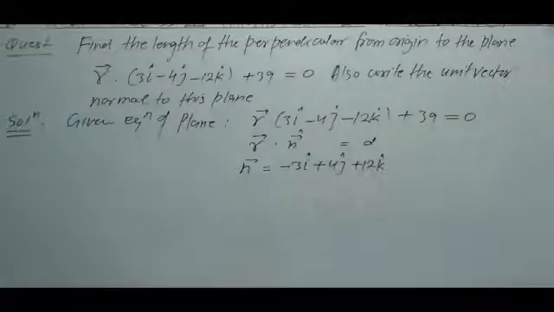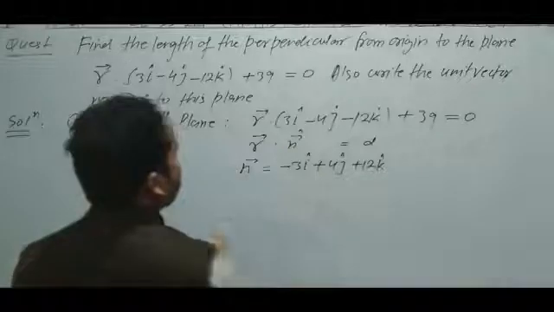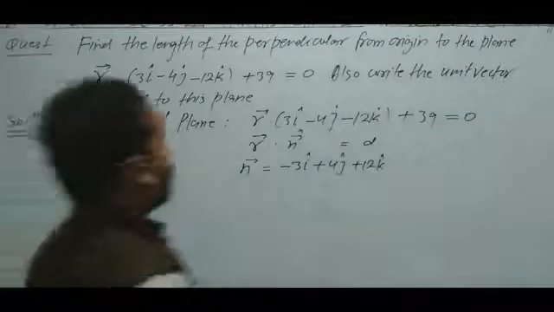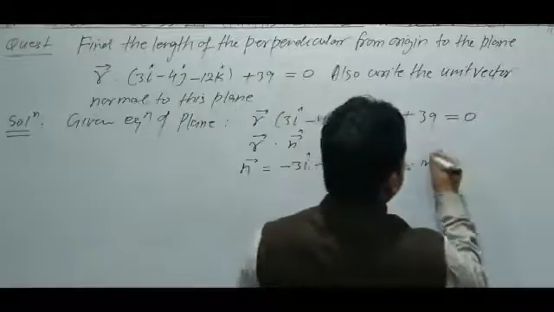Now in this question we have to find the length of perpendicular drawn from origin to the plane. Distance we have to calculate. So what will be the distance? This is the vector n and we have to find the normal vector. So in case of normal vector, we have to divide by the terms of mod of n. So this implies mod of n vector.